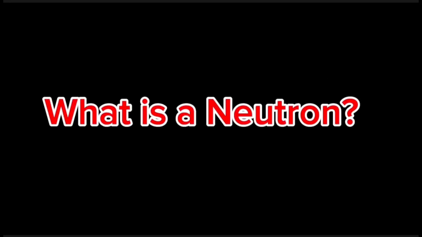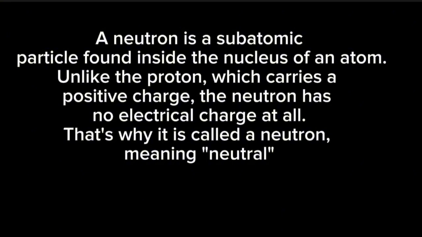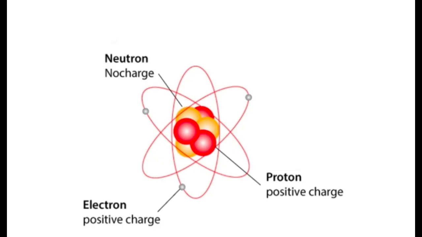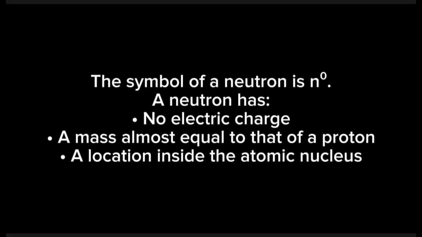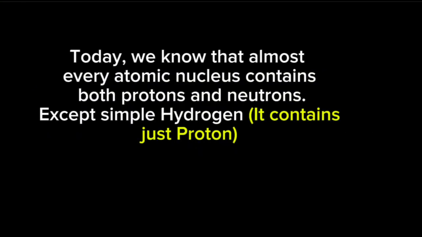Let's get started. What is a neutron? A neutron is a subatomic particle found inside the nucleus of an atom. Unlike the proton, which carries a positive charge, the neutron has no electrical charge at all. That's why it is called a neutron, meaning neutral. The symbol of a neutron is N. A neutron has no electric charge, a mass almost equal to that of a proton, a location inside the atomic nucleus. Today, we know that almost every atomic nucleus contains both protons and neutrons.